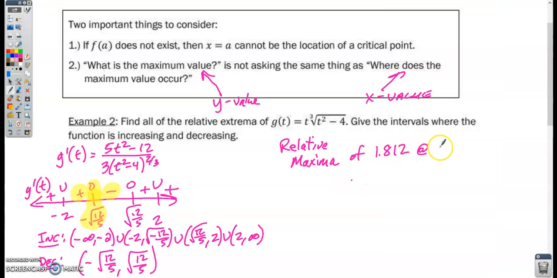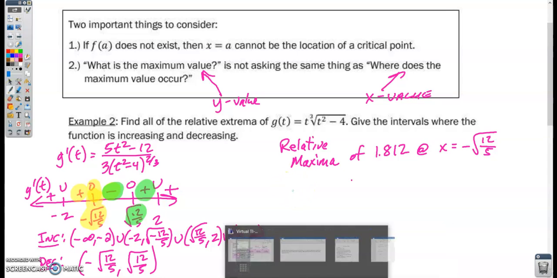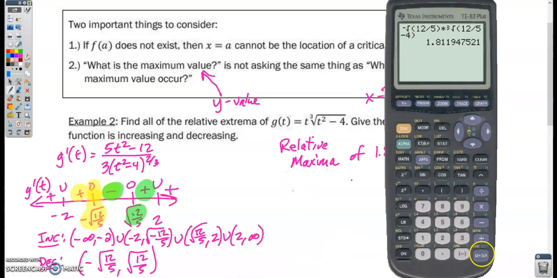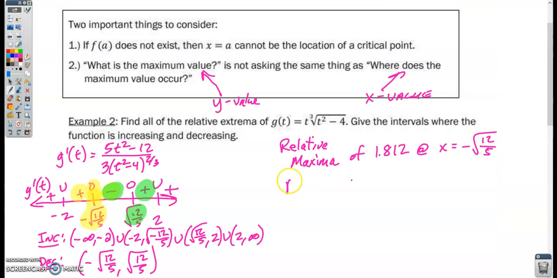So that's our relative max at t equals negative square root of 12 over 5. That's our relative maximum. And then we have a relative minimum here because of our sign change, from negative to positive. And so we put positive root 12 over 5 in there. And when we do that, all we've got to do is get rid of this negative sign out in the front. And so our relative minimum is the same value, only opposite sign: a relative minimum of negative 1.812, and that happens at t equals positive square root of 12 over 5.